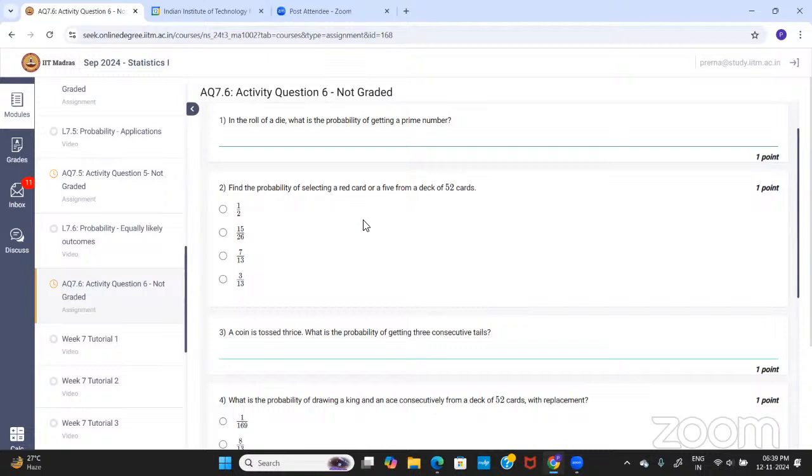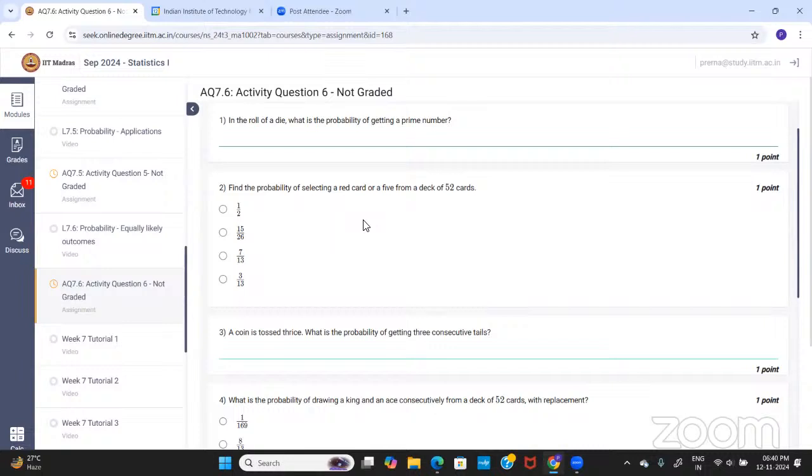So total 26 red cards are there, and total four cards of 5. And if you take the intersection, then it will be two cards: two cards of 5 which are red in color.